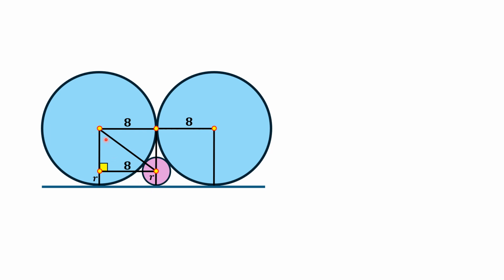Here we can see that this part is the radius of this larger circle and this part is the radius of the smaller circle. So this length is 8 and this length is r. Here we can see that this is a right triangle with this side 8, this side 8 plus r, and this side 8 minus r.